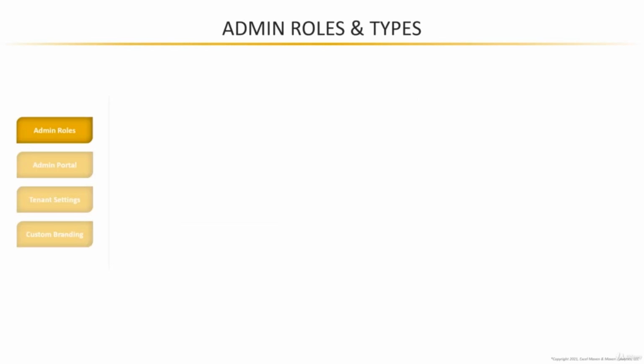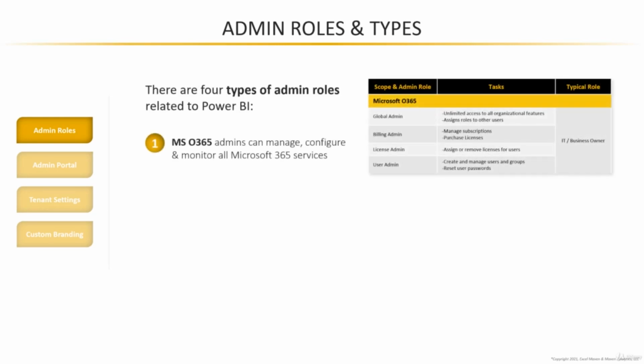Up first in our discussion about Power BI administration, let's talk about the four main types of admin roles that are related to Power BI. So we've got these four main admin roles. And up first, we have the Microsoft Office 365 admin role. And this admin role really covers everything from global admin access to user-specific admins. The Office 365 admin roles are all about configuring and monitoring all Office 365 services.